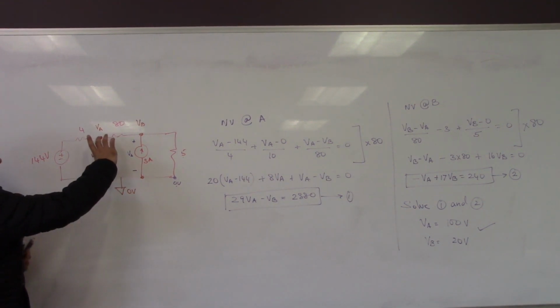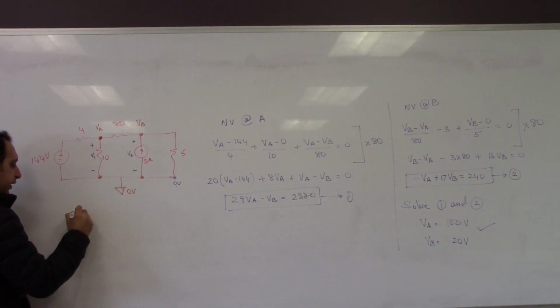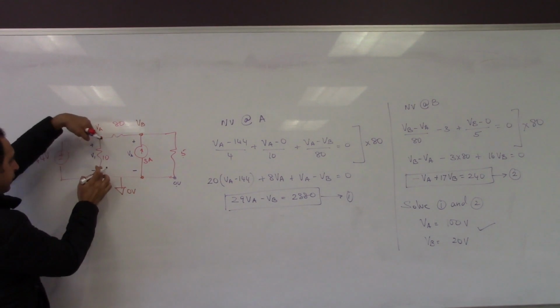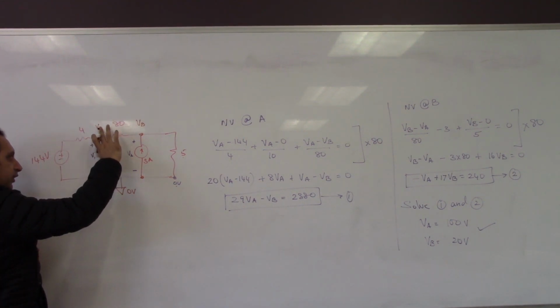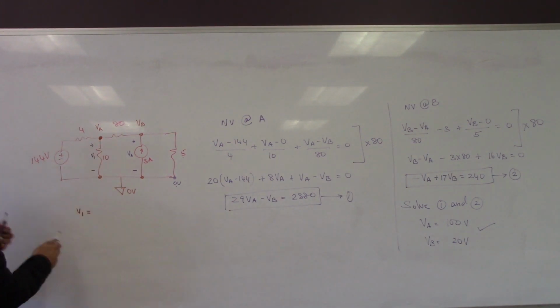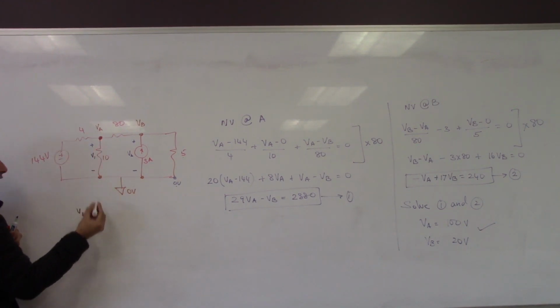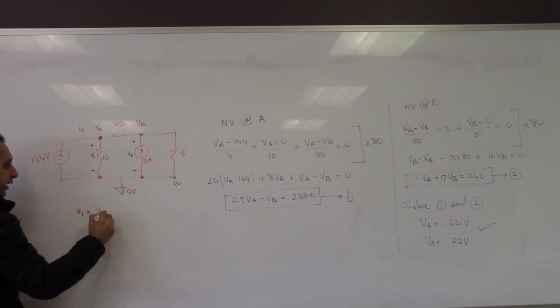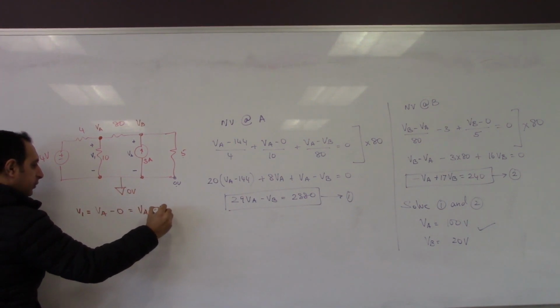If you look at V1, the value that we are trying to find, V1 is measured across this 10 ohm resistor. So that is nothing but the difference of these two voltages, because you're measuring across, just as we do in the lab. When we measure across, we take the plus end minus the negative end. So that will be equal to VA minus 0, which is nothing but 100.